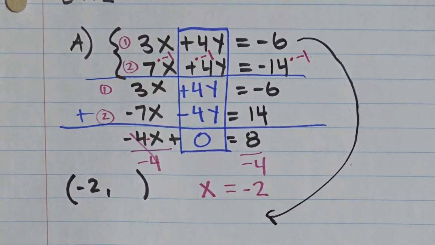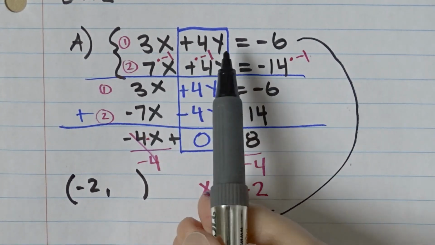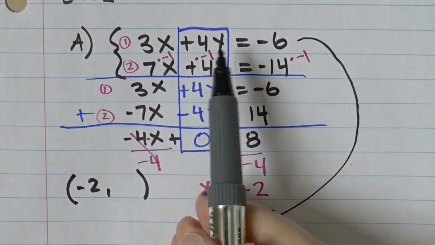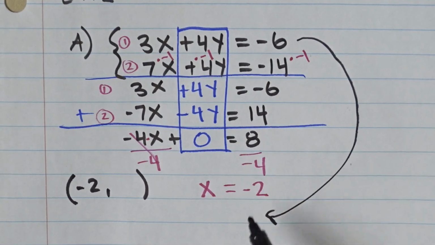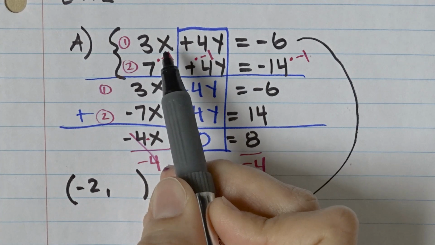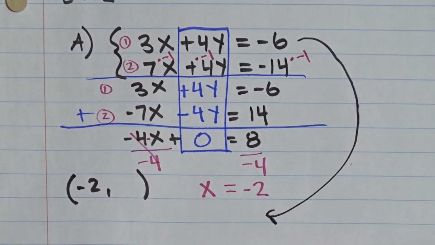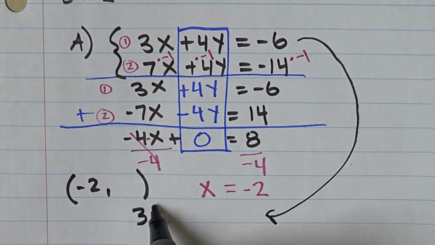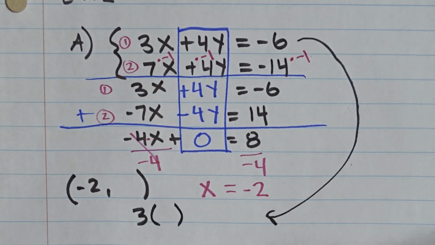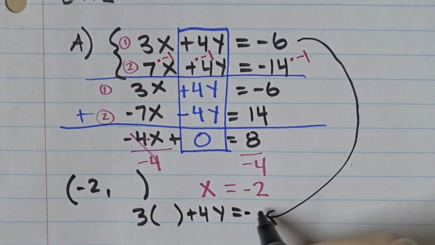Use that one. Initially I couldn't solve it because I had x and y, and I needed to have only one variable in the equation, not 2. But now that I know x is negative 2, I'm going to replace that x with a number so that now I'll just have a y in there. So let's go ahead and do that. 3, a bubble for my x, plus 4y equals negative 6.